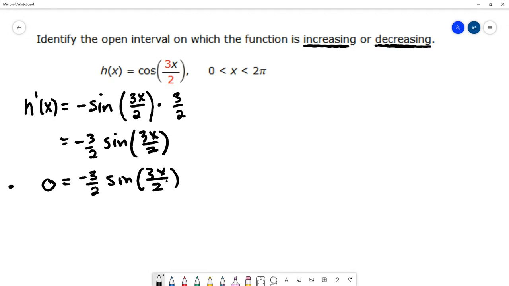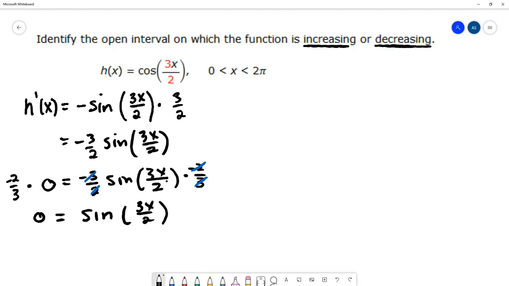So I'll multiply by negative 2/3 on both sides. So this will cancel out that negative 3 over 2 on the left, and negative 2/3 times 0 is 0. So now we want to solve the equation sine of 3x over 2 equals 0.